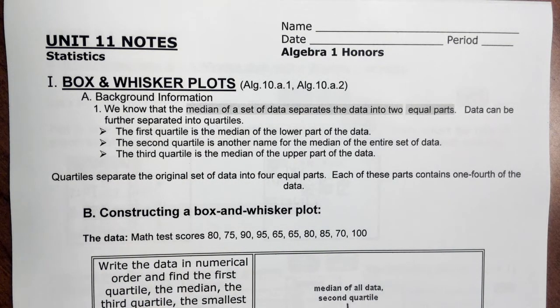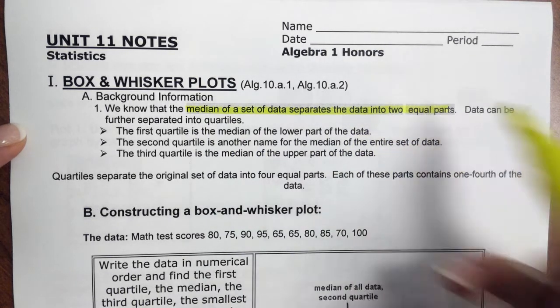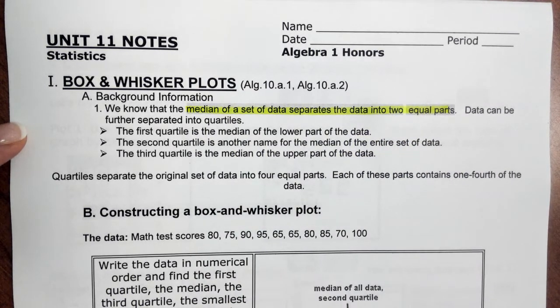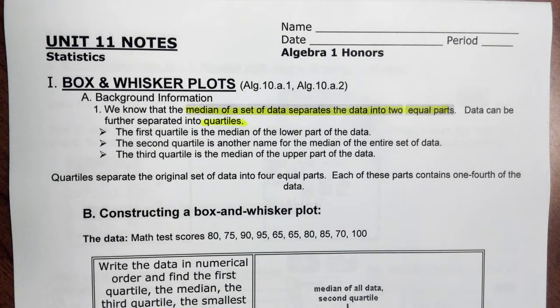All right, let's just review a little bit about box and whisker plots before we begin. What we know about box and whisker plots is that it's all about quartiles and medians. Medians of the whole set of data, medians of the lower half, medians of the upper half. Just a quick reminder: we know that a median separates a set of data into two equal parts, and then that data can be further separated into quartiles. So when you hear quartiles, you think of what number? You think of 4. Good.